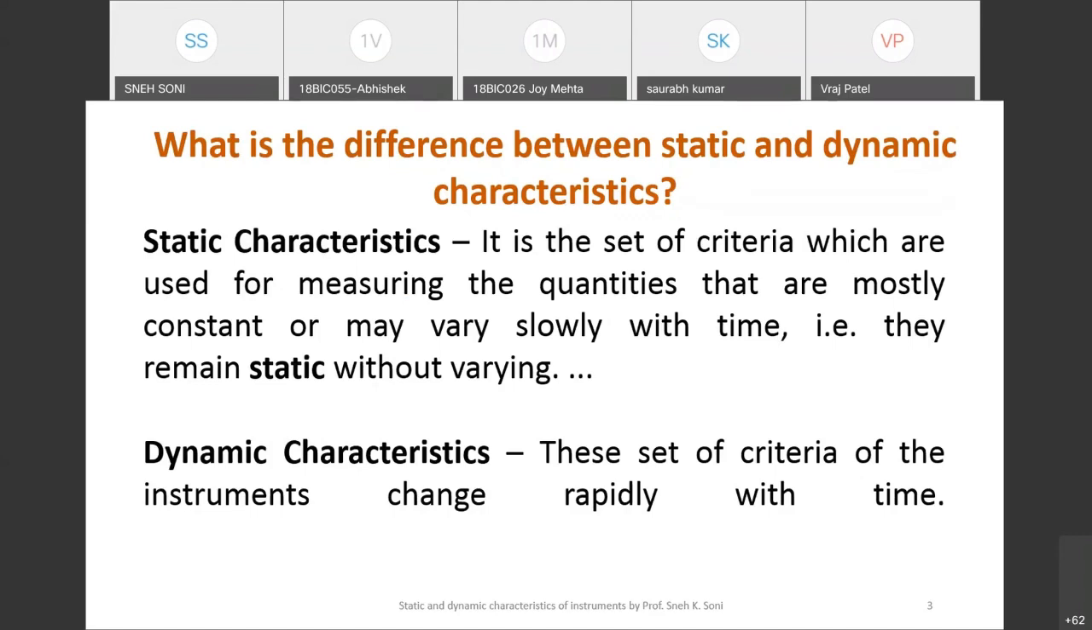The second category is dynamic characteristics. Dynamic characteristics will be changing with time rapidly. So they will have a variation over a period of time, and that variation will be very fast, right? So that is called dynamic characteristics. Am I clear with both the terms, static and dynamic characteristics? Please write in the chat box. Okay, great. So now we can move ahead.